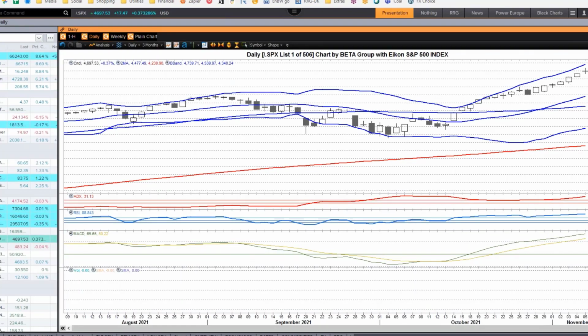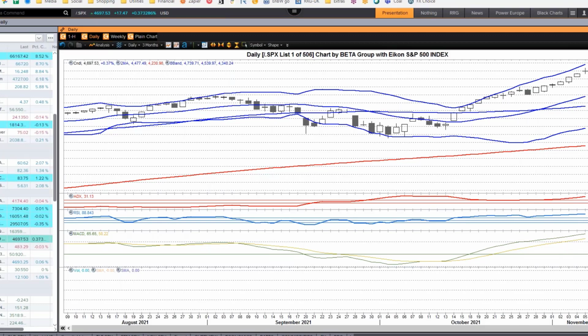But it's powering ahead here on the daily chart too, with all these indicators. The ADX is at 31 and rising. The trend is strengthening. The RSI is at 88. Yes, it is overbought, but it's got to 88 because it's really strong. The MACD is very bullish as well. It looks bullish. Onwards and upwards is really what it says.